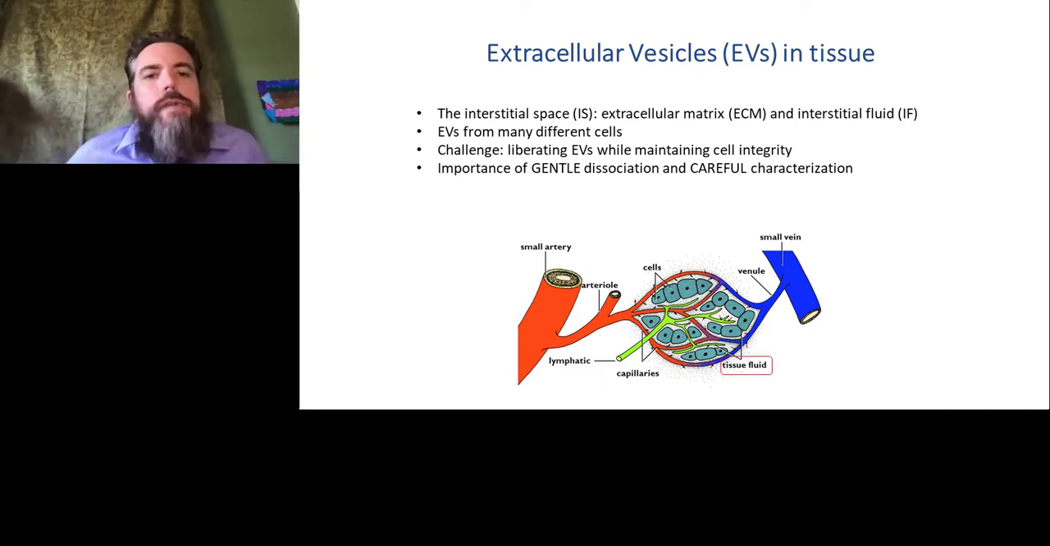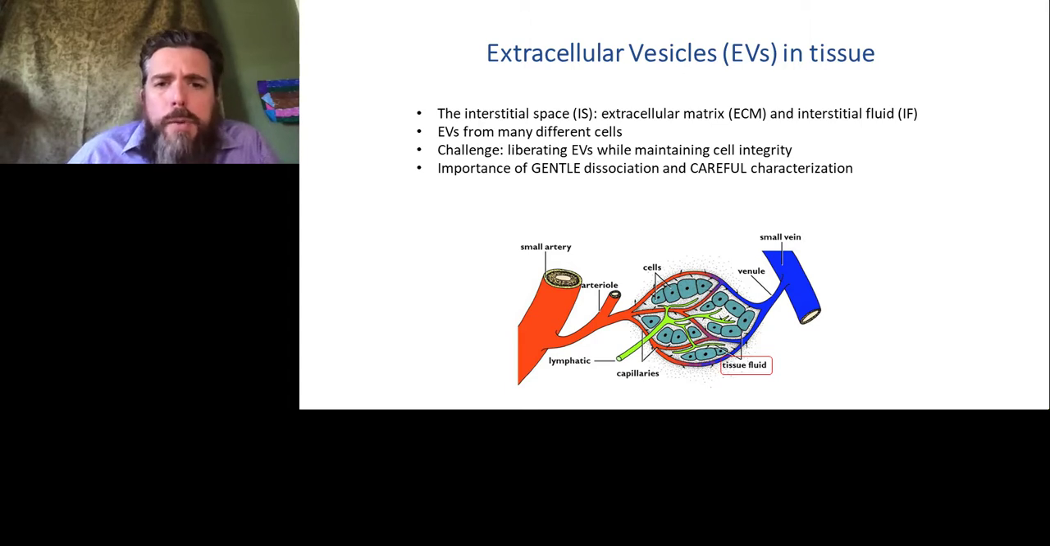But how do we study tissue? So there are multiple barriers to a good study of extracellular vesicles in tissue. So where are the EVs in tissue? They would be found in the so-called interstitial space. So the interstitial space is composed of the extracellular matrix that's released by cells, and then the interstitial fluids.